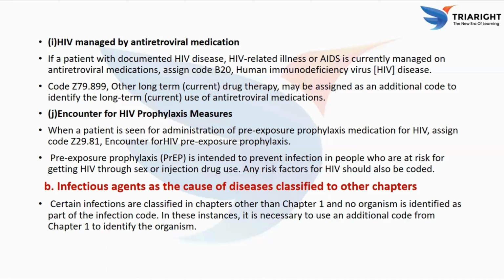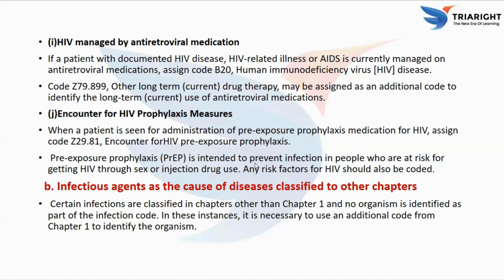If risk factors exist, you have to code them too. For example, Z72.5 for high-risk sexual behavior, F11.10 for opioid use, Z20.6 for contact with or exposure to HIV. You should not use B20 or Z21, because the patient does not have HIV. So if a patient visits the clinic for a PrEP refill and there is no HIV, which code do you assign? Z29.81. This is the encounter for HIV prophylaxis measures.